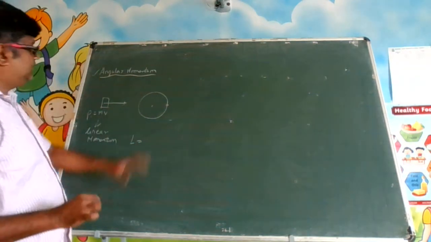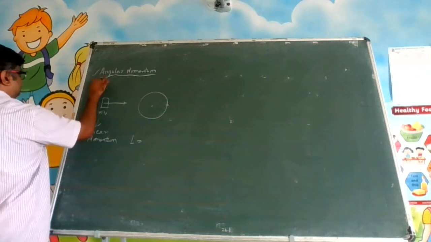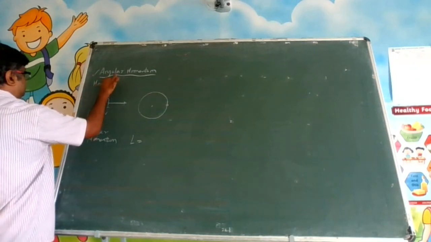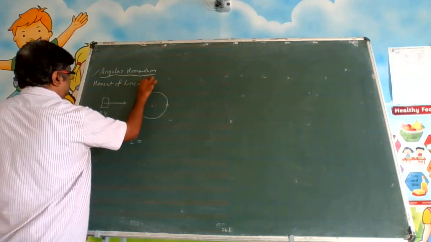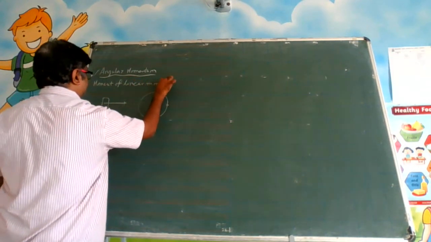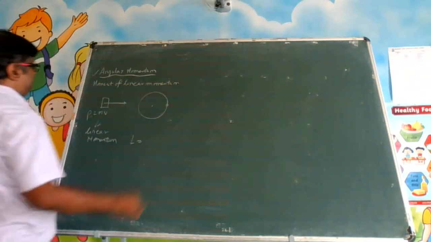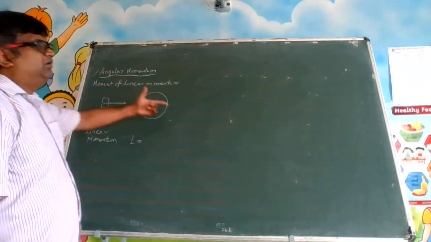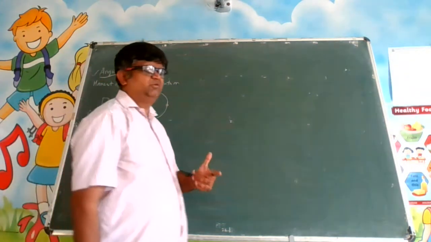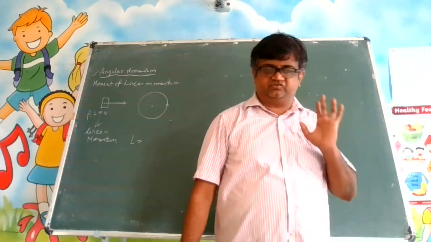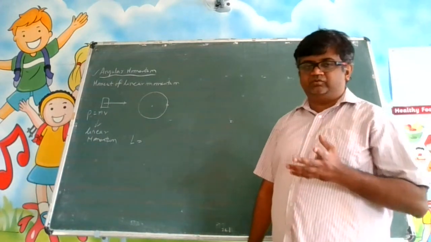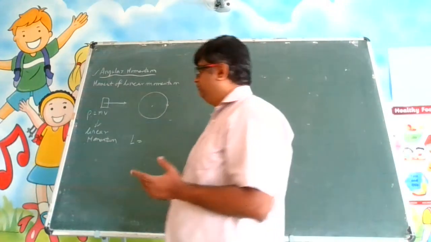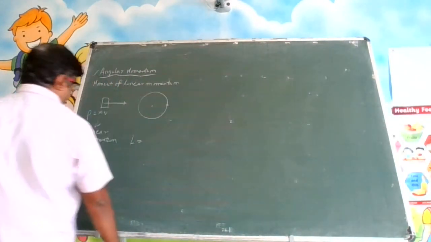Basically, angular momentum means moment of linear momentum. Whenever you see this term moment of, like moment of force, what did you do? Force multiplied by distance. Moment of linear momentum. Moment means you have to multiply with the distance. Which distance? Always perpendicular distance.